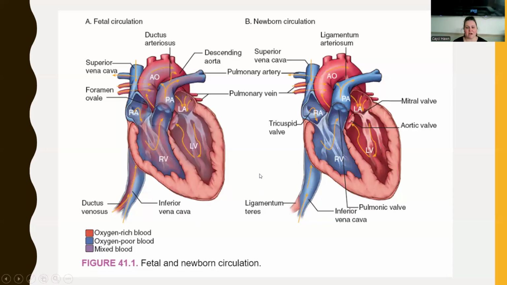And then we have our arteries carrying blood from the aorta that has been oxygenated to the rest of the body, and our veins bringing back the deoxygenated blood from the inferior and superior vena cava back into the heart to go to the lungs.